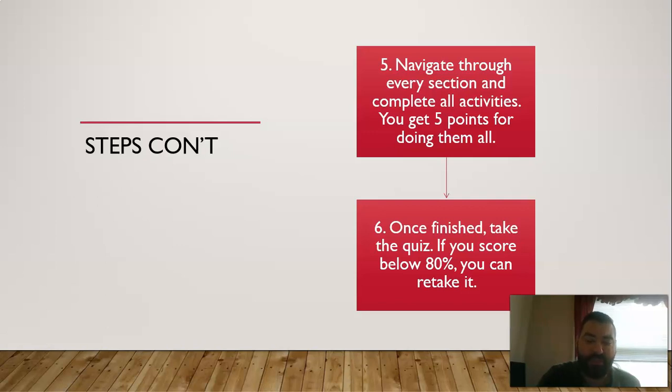I think it lets you go back and do it. So if you don't get 5 out of 5, it means you missed an activity, and you want to go through those, make sure you didn't miss any of the sections, and make sure you didn't miss any of the activities, and you'll get that easy 5 points.